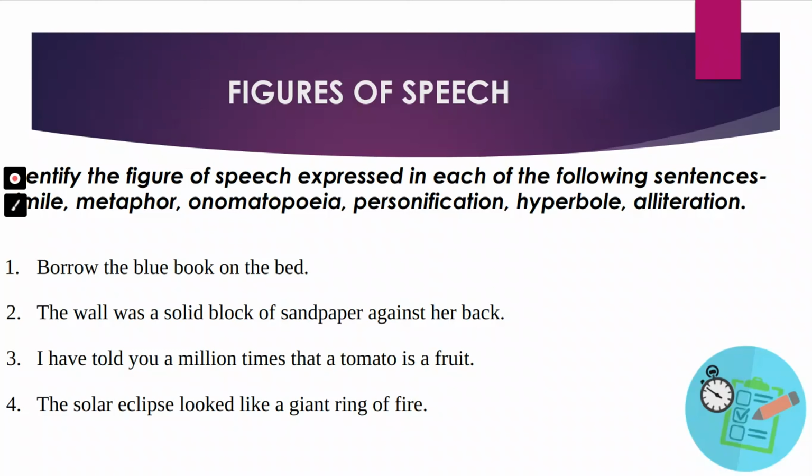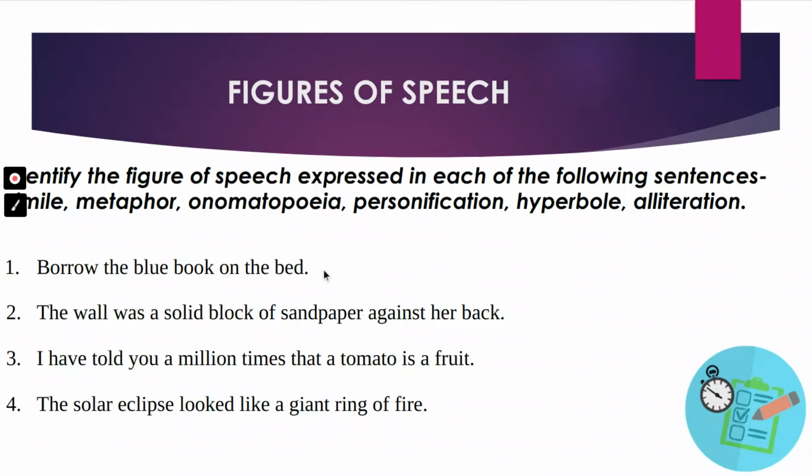Your onomatopoeia, think sound words. Your personification, allowing a non-human thing to behave like a person. Your hyperbole, this is where you exaggerate to emphasize something. And then your alliteration, the tongue twisters, where you have the initial or the beginning consonant sound in a series of words being repeated. Number 1 reads, borrow the blue book on the bed.